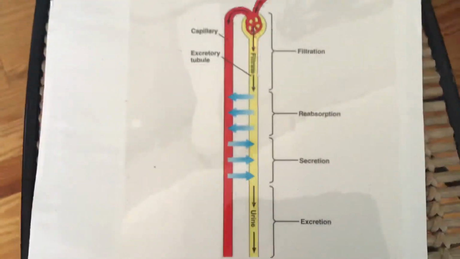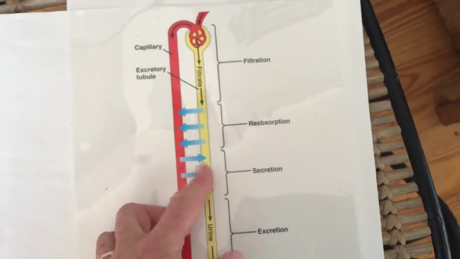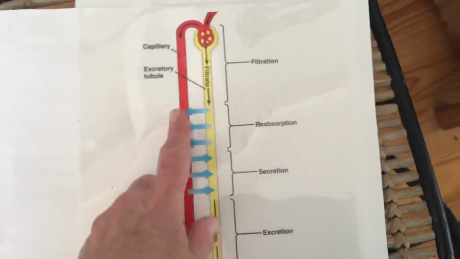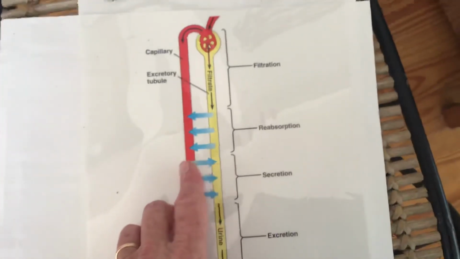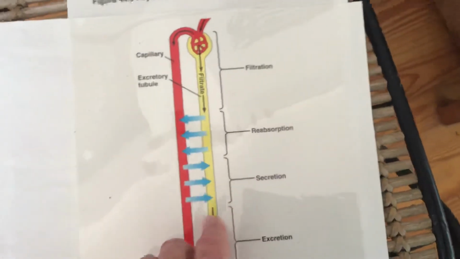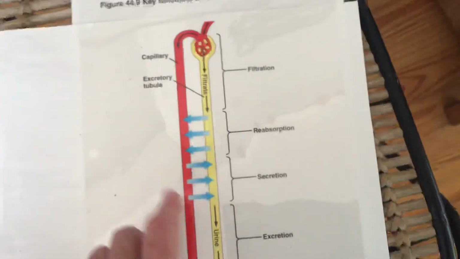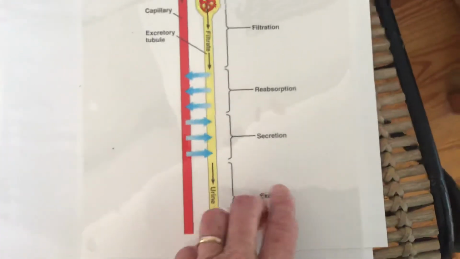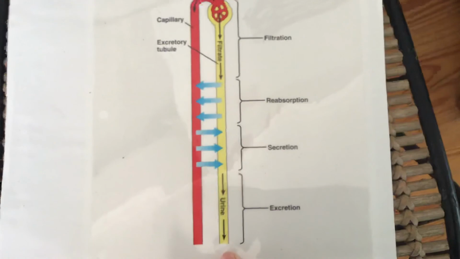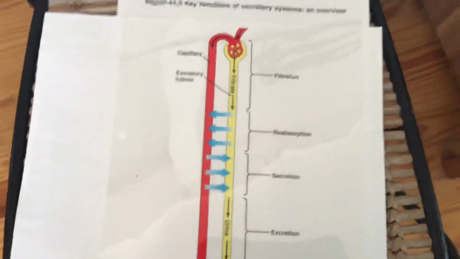And then there's secretion. That is where things that the body is trying to get rid of, or maybe has excess of, will pass the other way into the ducts. So this is not necessarily urea, but it could be. And then the very last thing is excretion, that is going out the duct. All right, so that's the basic process.